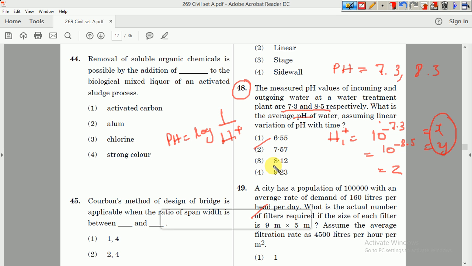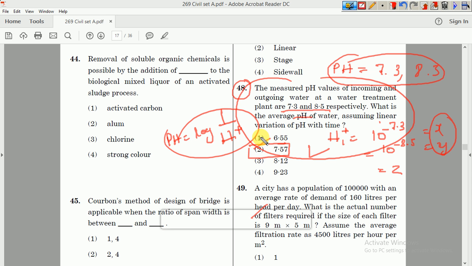The answer for this question is 7.57. See, I cannot explain everything in detail here because it requires lots of time. So I am just giving a hint, follow the formula. But you should be familiar with this concept. I am just telling you, it has come from environmental engineering.